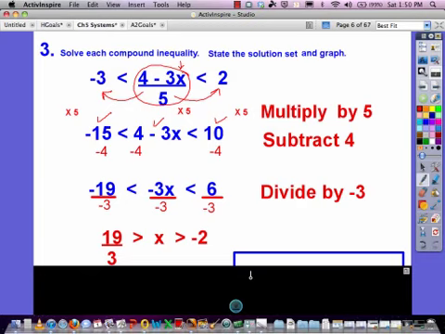Or really, if you read it inside out, which we prefer, x is greater than negative 2 and x is less than 19/3. Because it's a triple, and you heard me say "and" when I read it, you think of it as an intersection, and so now you are looking for where those two sets intersect.